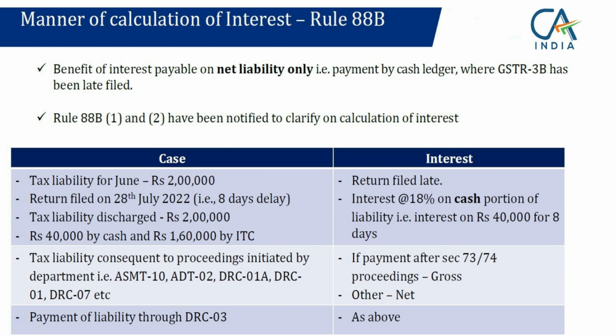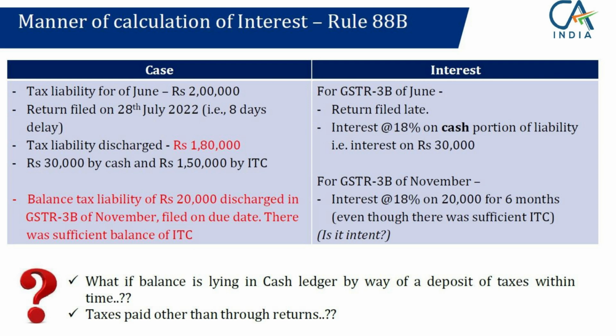Now, second example: 2 lakh rupees, same example, 8 days delay, but for June I have paid only 1,80,000. 20,000 I have not paid in June. Short payment, short declaration, short everything. Now I have paid 1,80,000: 30,000 by cash and 1,50,000 by ITC. Sir, ITC is a benefit. So I will pay 18% for 8 days on 30,000, right? Why? Because the return was filed late, 18% on cash portion plus RCM cash portion.